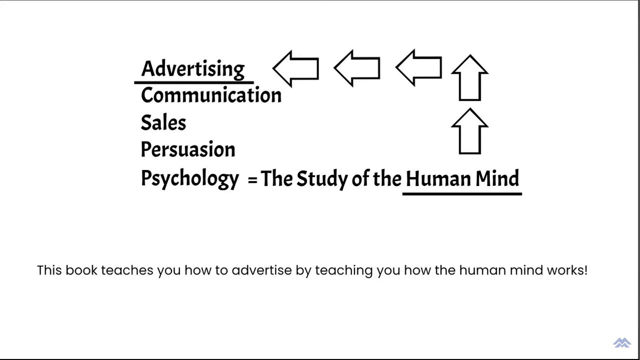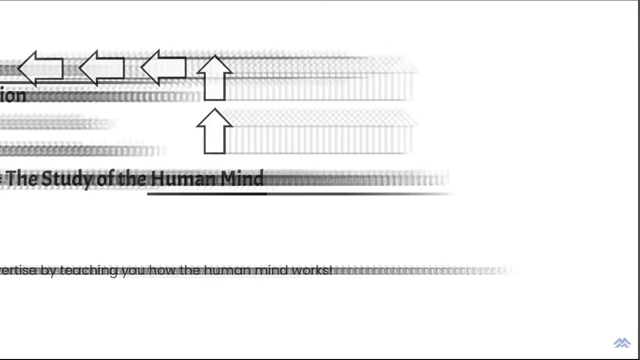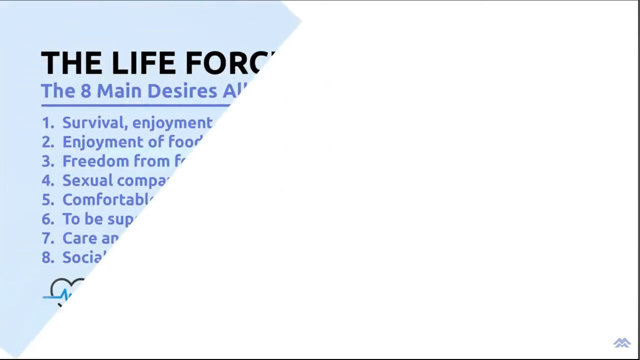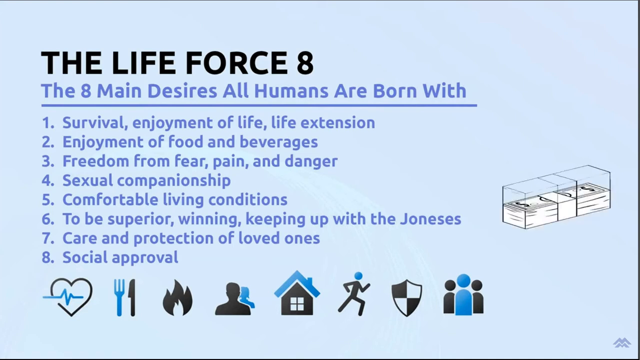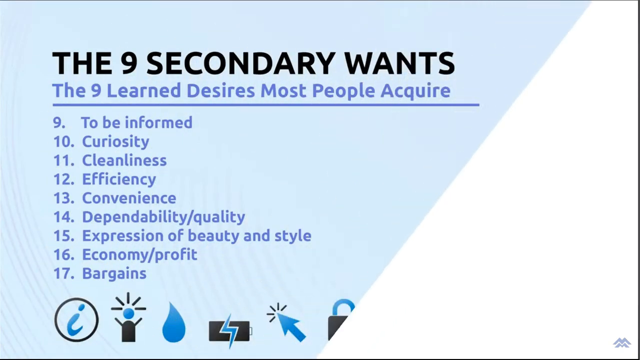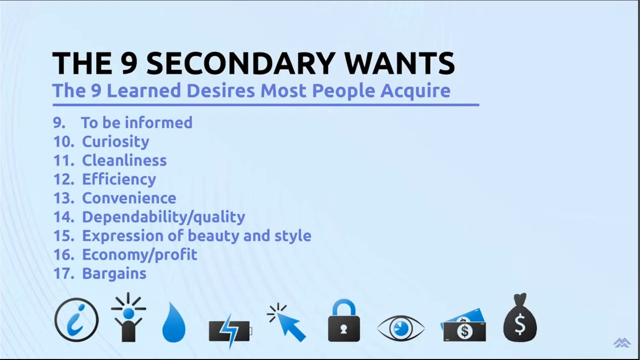The most important point that Drew communicates in the whole book is that the human mind has 8 main desires, which he calls the Life Force 8, or LF8 for short. If you advertise to any of these 8 biological desires, then people will desire your product or service, and they will buy. After these 8 biologically programmed desires, there are 9 secondary desires, or wants, that all humans have. Hold on. This is really valuable stuff here.